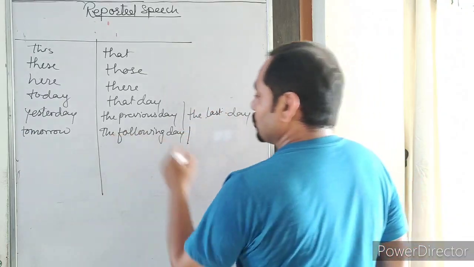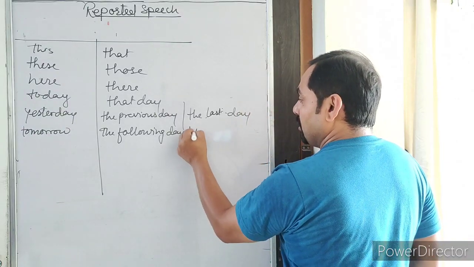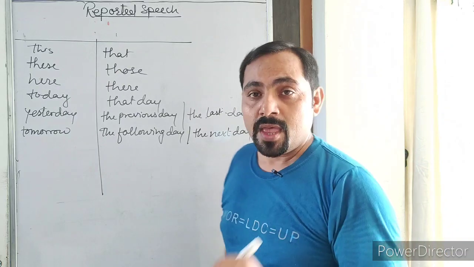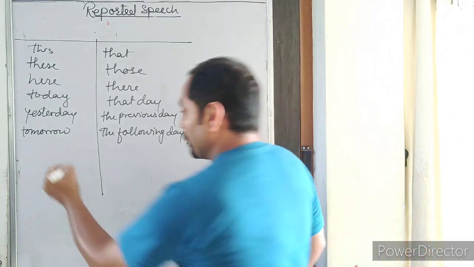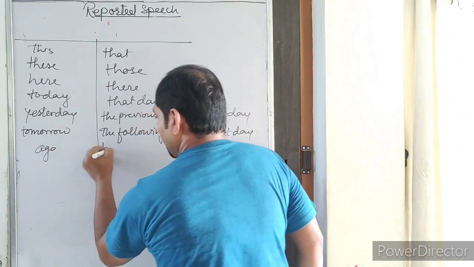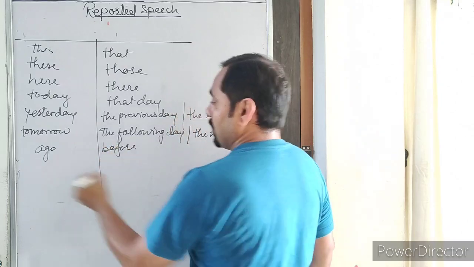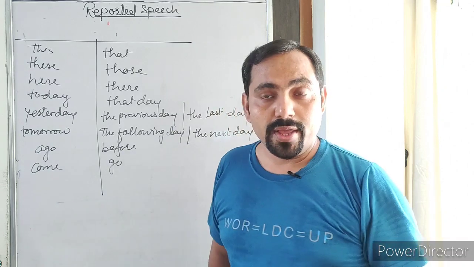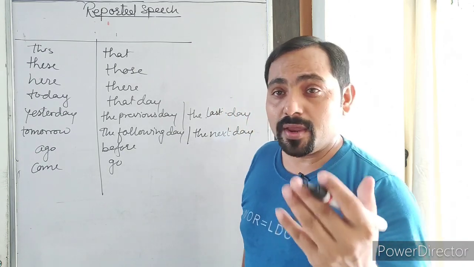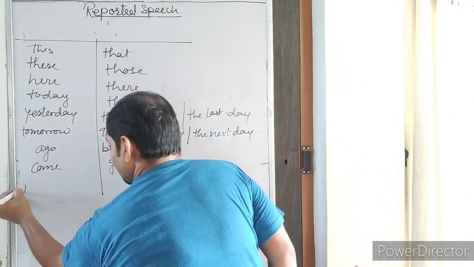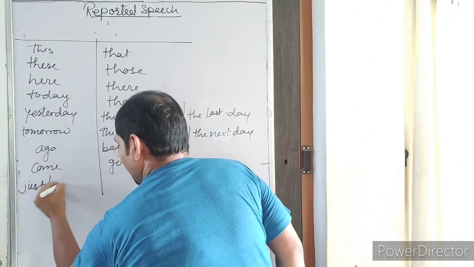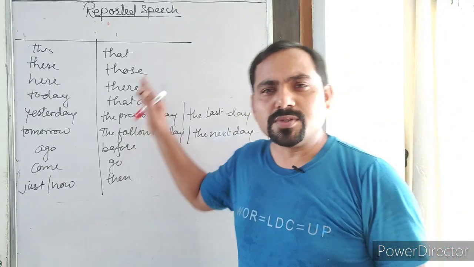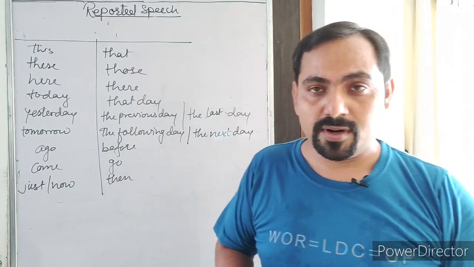And tomorrow will become the following day or the next day. And ago will become before, right? Come becomes go, and just, or now becomes then. So some certain changes you have to follow, right?